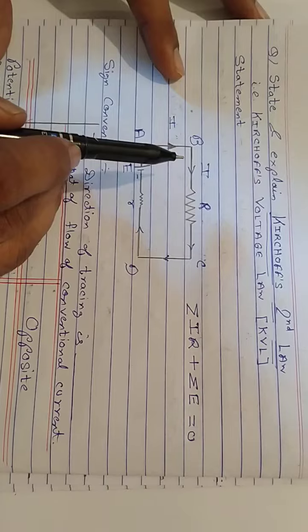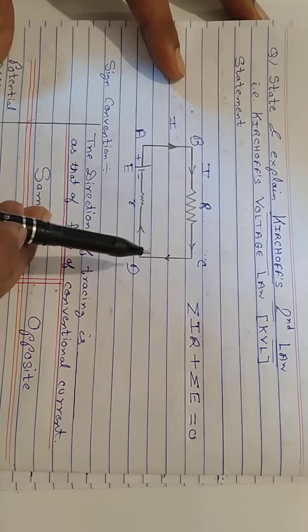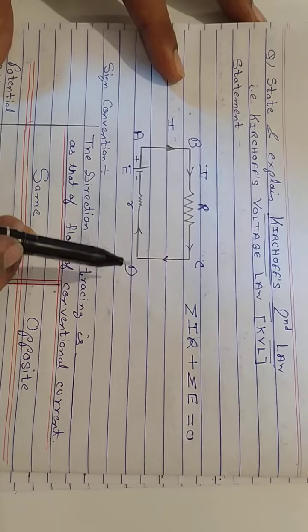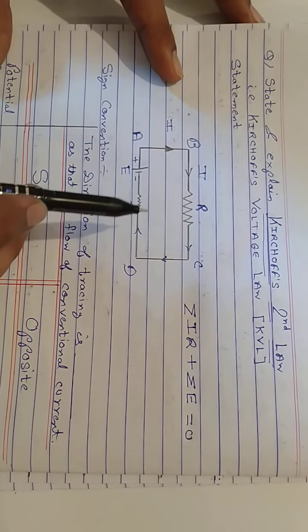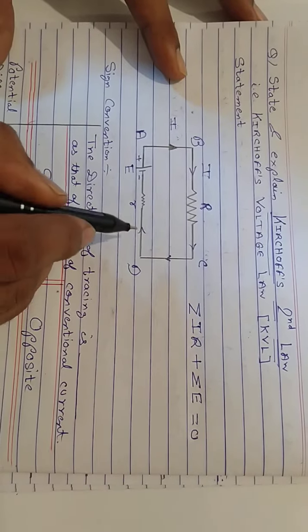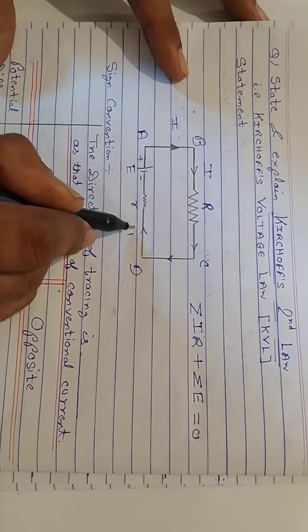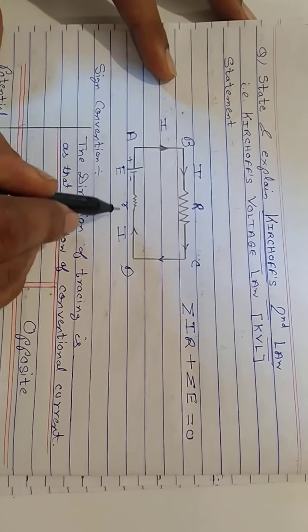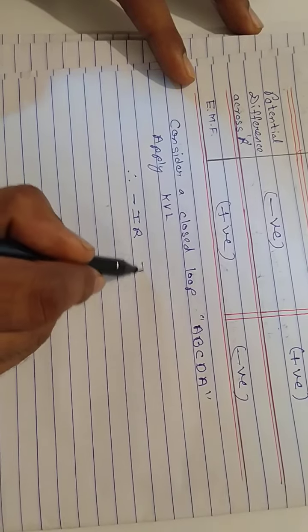Students, we will move further. From C to D there is no component, neglect. From D to A, the first component we come across is small r. What is the current flowing through this small r? It is I. So what is the potential difference across r? I into r, according to Ohm's law. So here I will say I into small r.